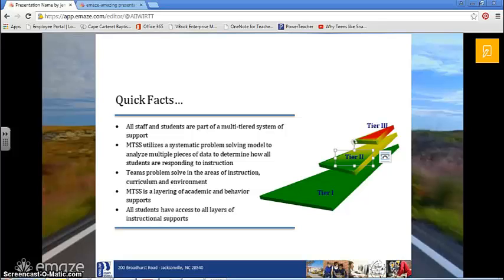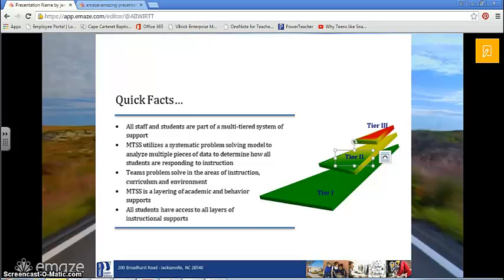So here are some quick facts for you to review. The first one is that all staff and students are part of a multi-tiered system of support. It's everyone meeting all students all of the time. MTSS utilizes a systematic problem-solving model to analyze multiple pieces of data to determine how all students are responding to instruction, which brings in the RTI.